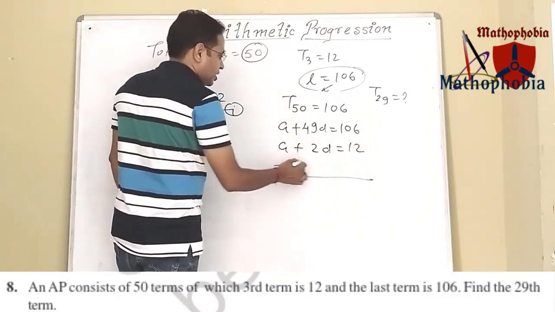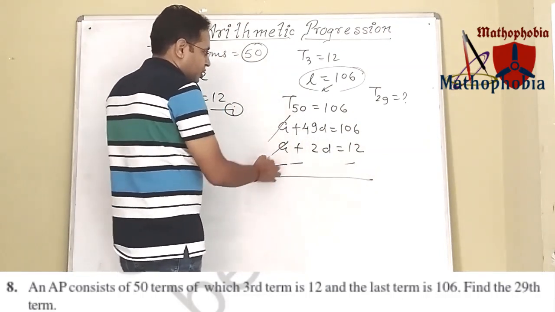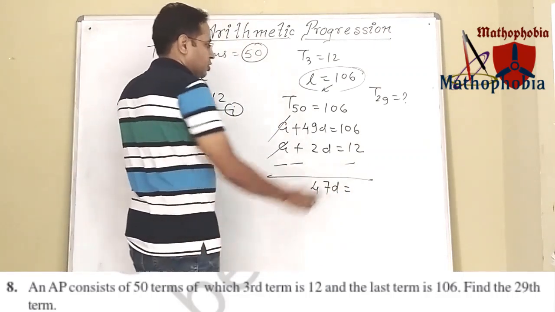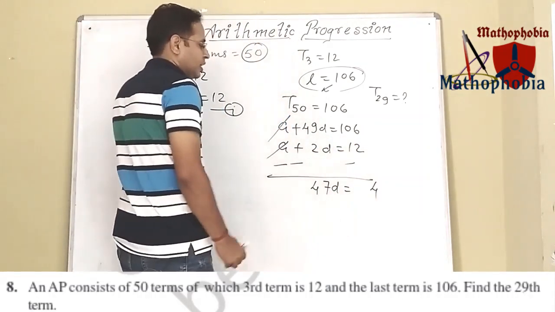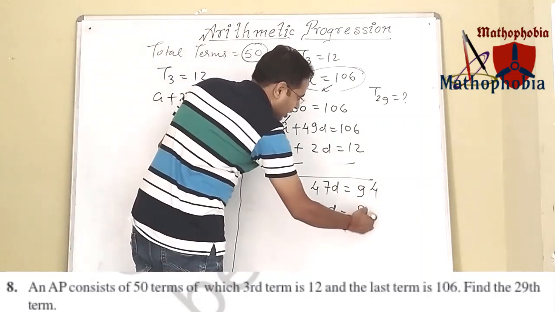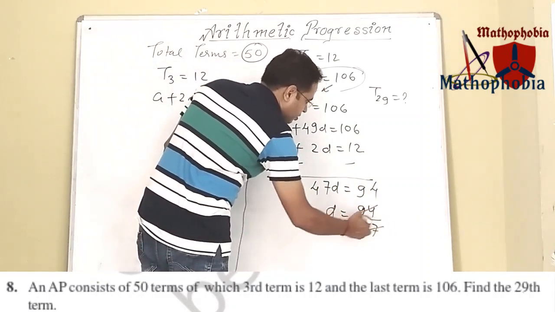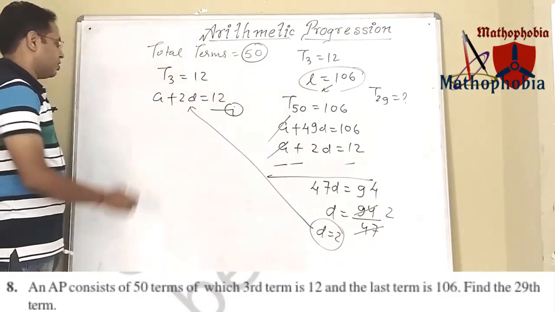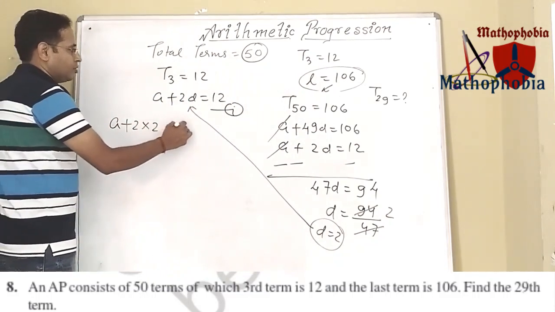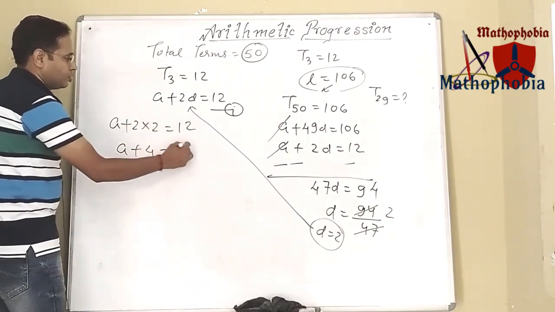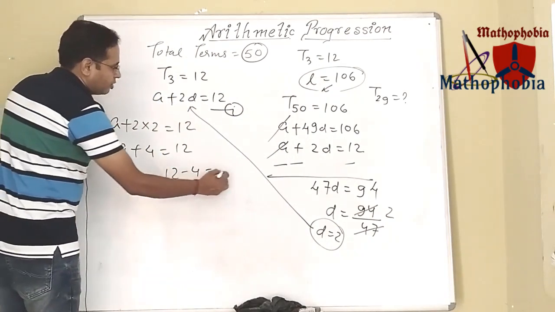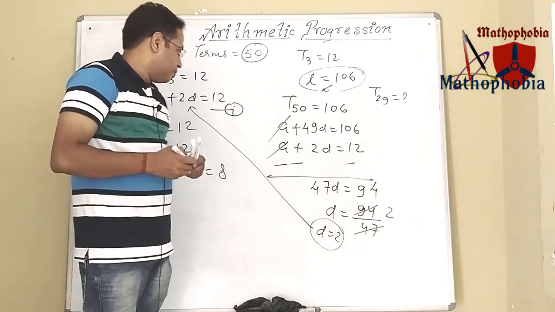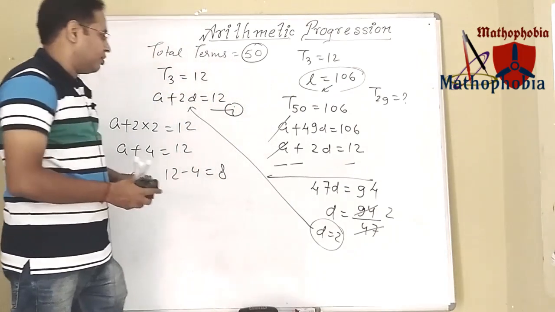12 subtract करेंगे. So A and A will cancel out. 49 minus 2 is 47, and 106 minus 12 is 94. So D is equals to 94 upon 47, which is 2. So we have got the value of D. D को इधर रखेंगे to get the value of A. A plus 2 into 2 is equals to 12. A plus 4 is equals to 12. A is equals to 12 minus 4 equals to 8. So we have got the value of A as 8 and D is 2. है ना? A की वैल्यू 8 है और D की वैल्यू 2 है.